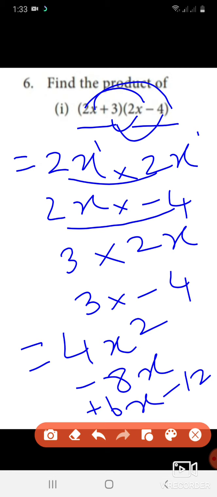Here we have same variable terms, that is 6x and 8x. So we can simplify that one. So your answer is 4x square minus 2x minus 12. Here same variable, so we can subtract. Put the greater number sign. Here what is the answer? 4x square. Greater number sign is minus, 8 minus 6, 2, x, minus 12. So the answer is 4x square minus 2x minus 12. Okay. Is this clear? Yes.